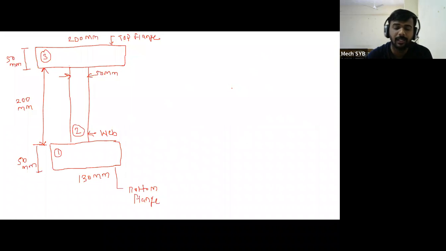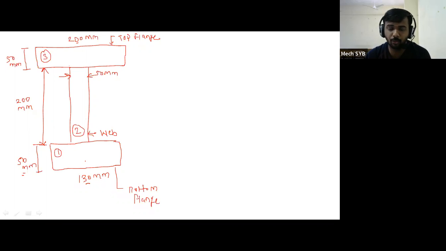So this is the figure which was given in the previous lecture. If you see, this is the unsymmetrical I section. Why is it called an unsymmetrical I section? Because if you go through the dimensions of the top flange and the bottom flange, the bottom flange has a width of 130 mm and a depth of 50 mm, and the top flange has dimensions different from the bottom flange, that is, its width is 200 and depth is 50 mm. So here the depth is the same for the top flange and the bottom flange, but the widths are different. Therefore, these two flanges are called unequal flanges.